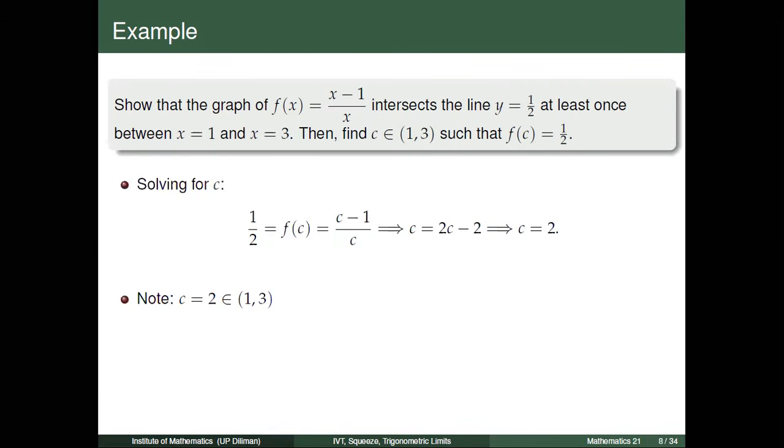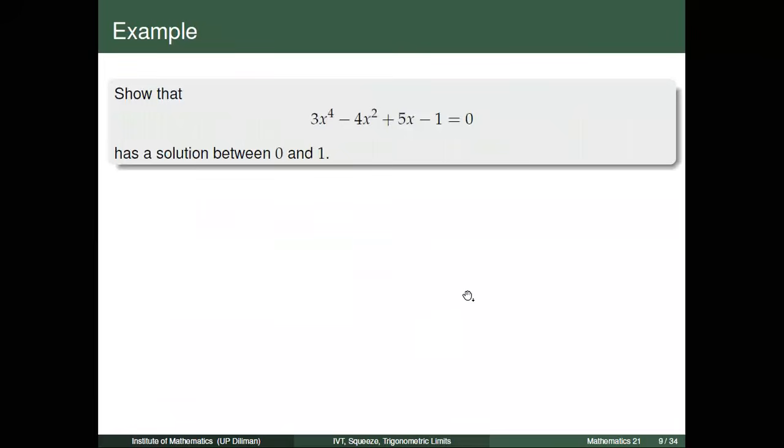Now, the power of the theorem is better demonstrated when this equation is difficult to solve. For instance, let's show that 3x to the fourth minus 4x squared plus 5x minus 1 equals 0 has a solution between 0 and 1. Now, trying to solve this equation using methods from high school algebra, such as factoring or the rational root theorem, would not work. And in fact, it's difficult to find the solutions of this equation.